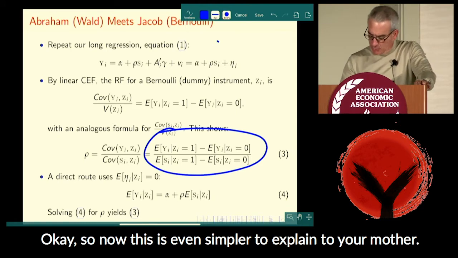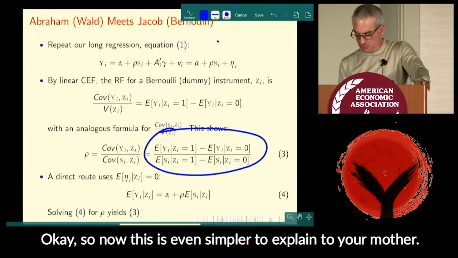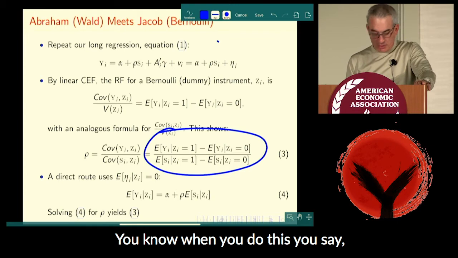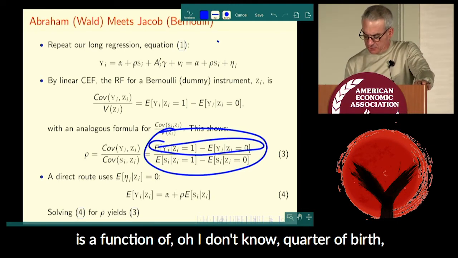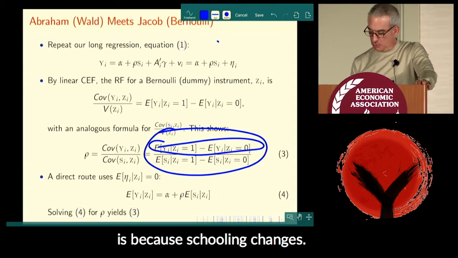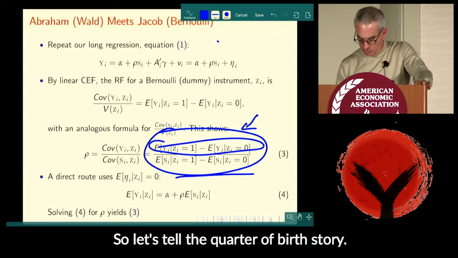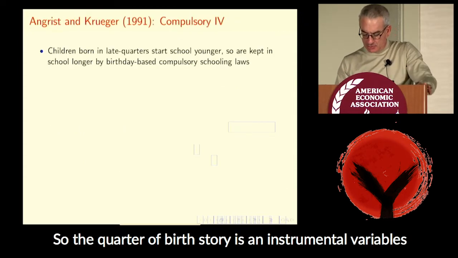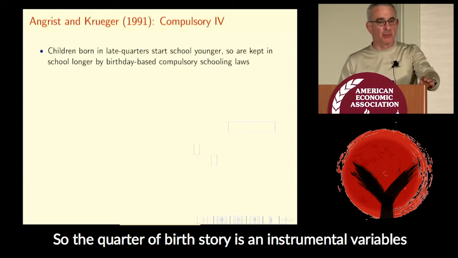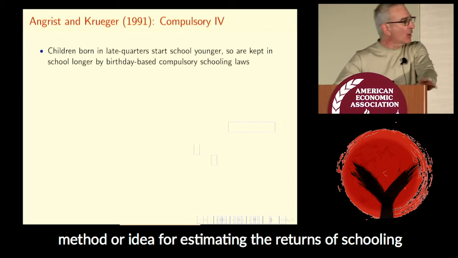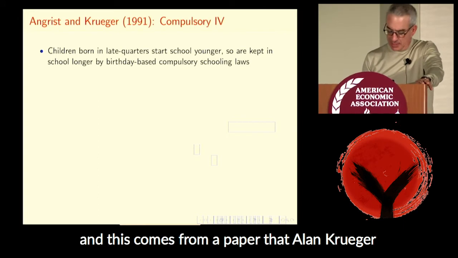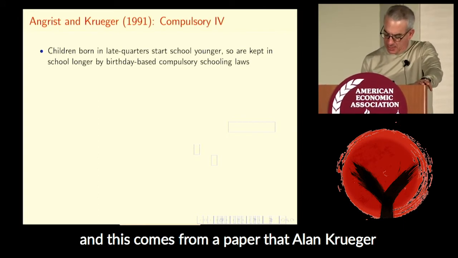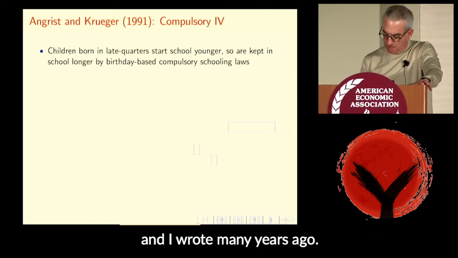Okay, so now this is even simpler to explain to your mother. You know, when you do this, you say, well, the only reason the average wage changes as a function of, oh, I don't know, quarter of birth, is because schooling changes, okay? So let's tell the quarter of birth story. The quarter of birth story is an instrumental variables method or idea for estimating the returns to schooling. And this comes from a paper that Alan Krueger and I wrote many years ago.